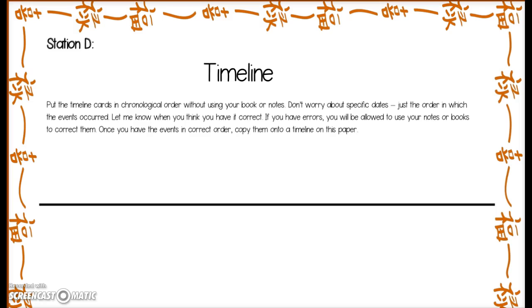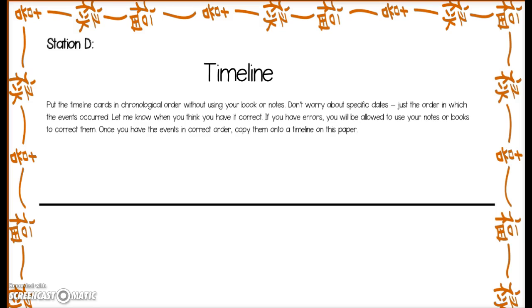What you're going to do is take timeline cards and put them in chronological order without using your book or notes. Don't worry about specific dates, just the order in which the events occurred. Let me know when you think you have it correct. If you have errors, you will be allowed to use your notes or books to correct them. Once you have the events in correct order, copy them onto the timeline on this paper.